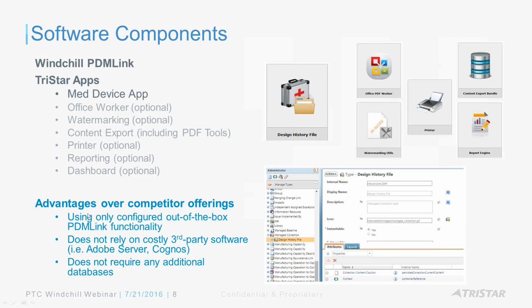Some of the advantages of the TriStar approach is that we only use PDM link out of the box functionality, right? We don't require additional modules, no third-party software like Adobe servers or Cognos for reporting, no additional modules of Windchill to manage this information.